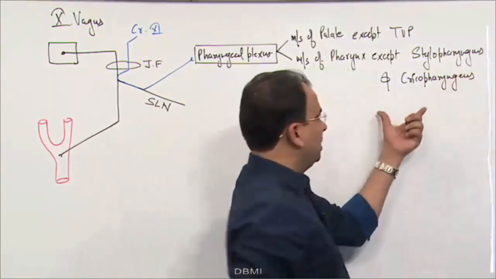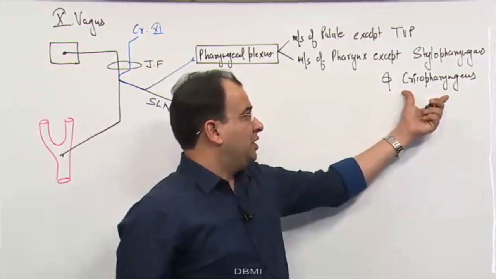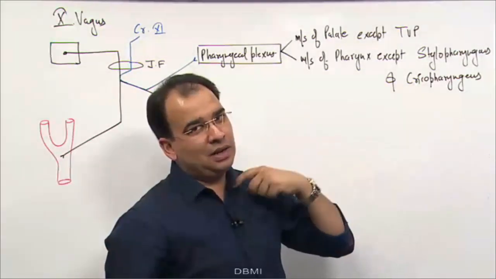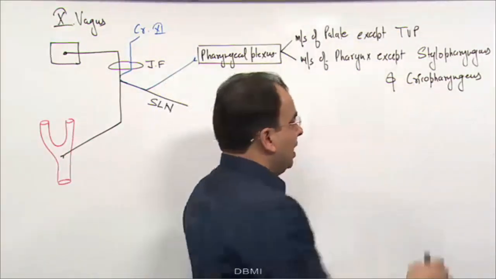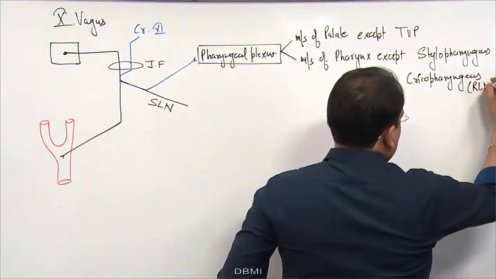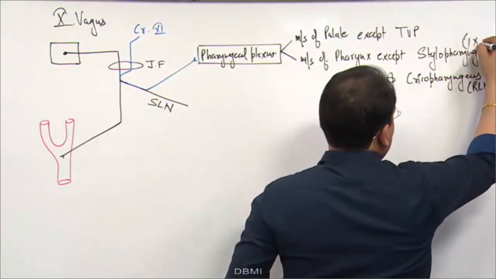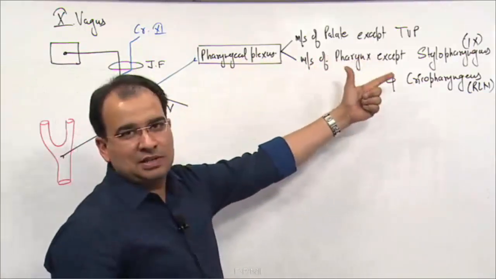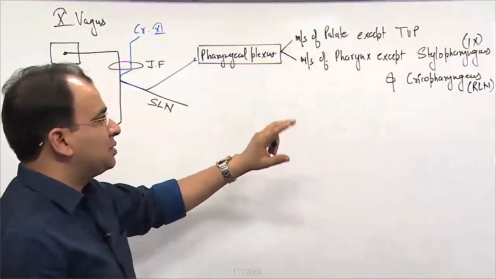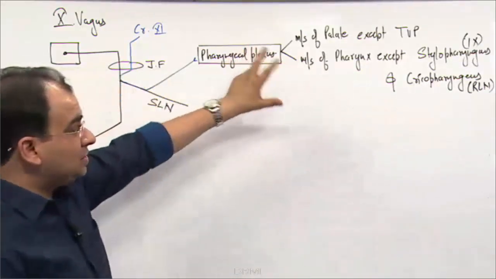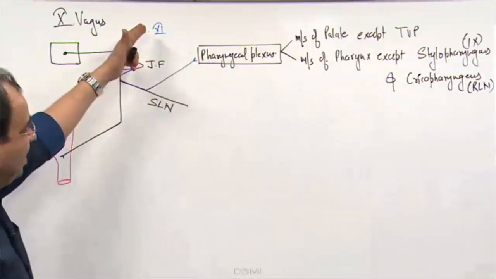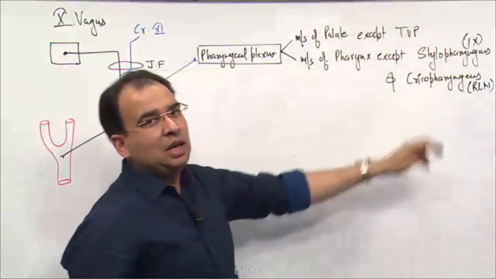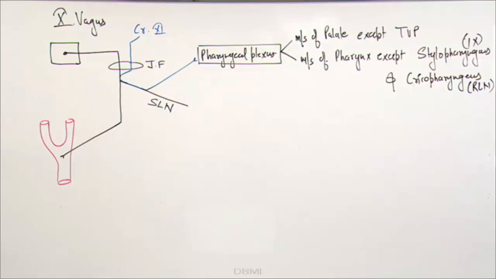You know, cricopharyngeus reminds you of Killian's dehiscence. Cricopharyngeus is a part of the inferior constrictor. We have two parts, thyropharyngeus and cricopharyngeus. Cricopharyngeus is supplied by the recurrent laryngeal nerve, which we will see. So it is by the recurrent laryngeal nerve and stylopharyngeus is by the glossopharyngeal nerve. So the pharyngeal plexus here is supplying the muscles of palate except tensor veli palatini, and it supplies the muscles of pharynx except stylopharyngeus and cricopharyngeus. And all these muscles are supplied by the cranial accessory via vagus. So I can say they are supplied by VAC, the vago accessory complex.